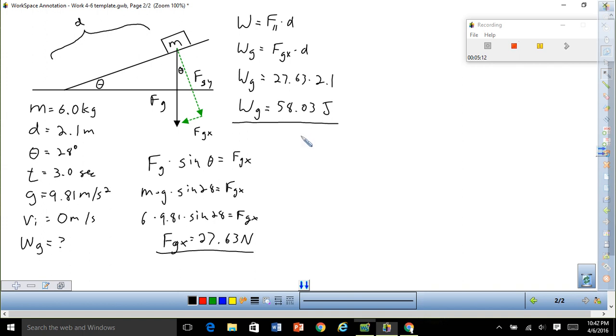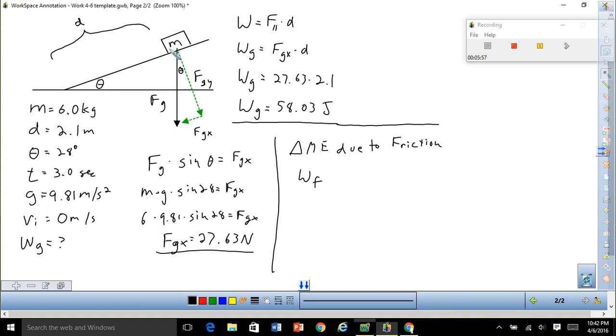All right, the next part of the question asks for the change in mechanical energy. So we're looking for the change in mechanical energy due to friction. There are actually several ways to find this. I'm just going to select one. And in this case, I'm going to calculate the work done by friction.